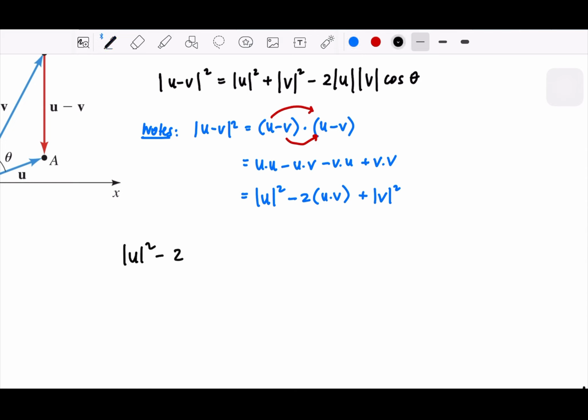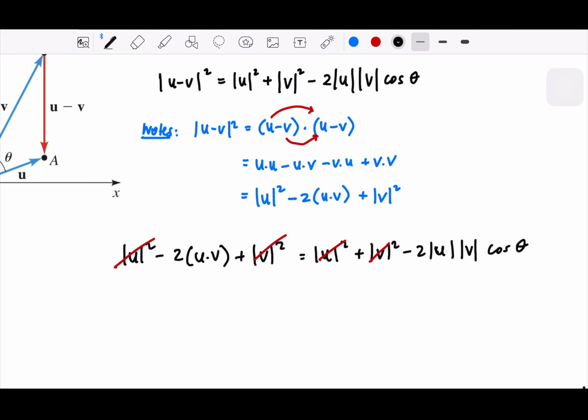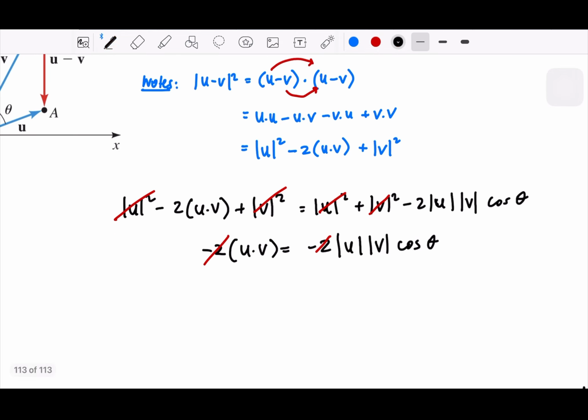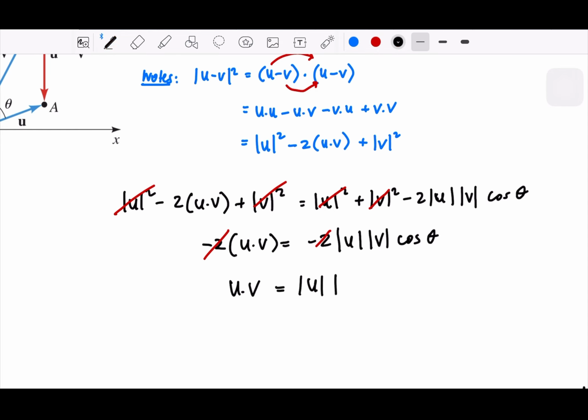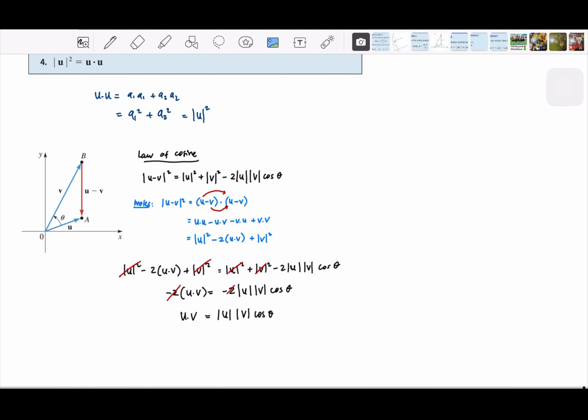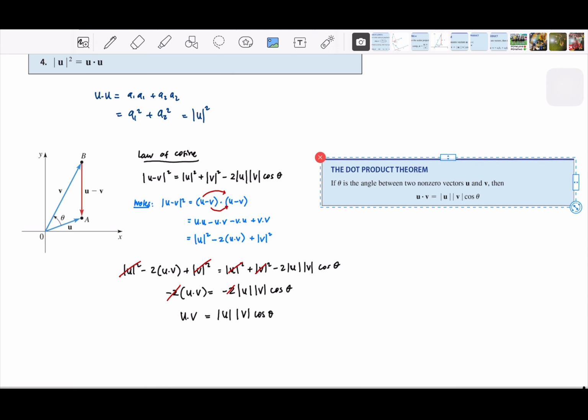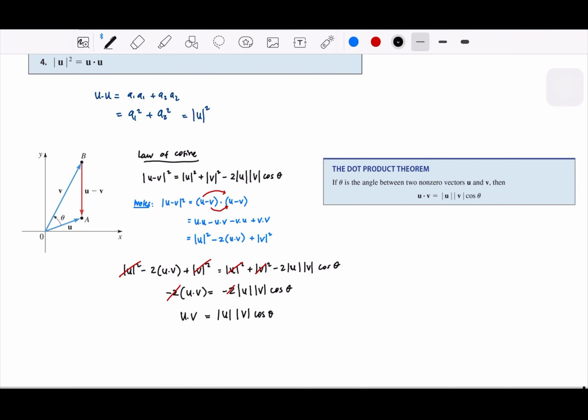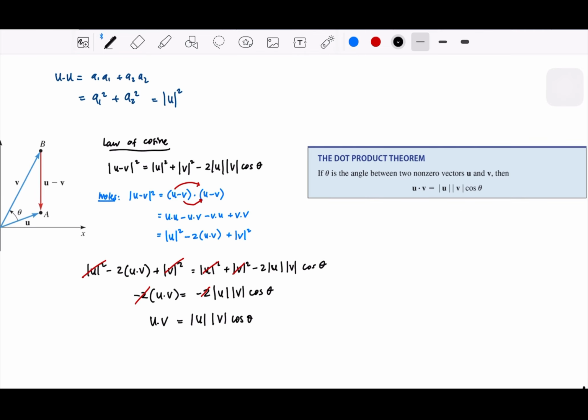So magnitude of u squared minus 2 u dot v plus magnitude of v squared is equal to magnitude of u squared plus magnitude of v squared minus 2 times magnitude of u, magnitude of v, cosine theta. Then we simply solve this out, so we can cancel all this part, right? It's going to be minus 2 u dot v equals minus 2 u v cosine theta, and we can cancel this out, and we say that u dot v is equal to the magnitude of u, magnitude of v, and then cosine theta, and this will be the dot product theorem. So the theorem says that if theta is the angle between two non-zero vectors u and v, then u dot v is the magnitude of u, magnitude of v, multiplied by cosine theta.